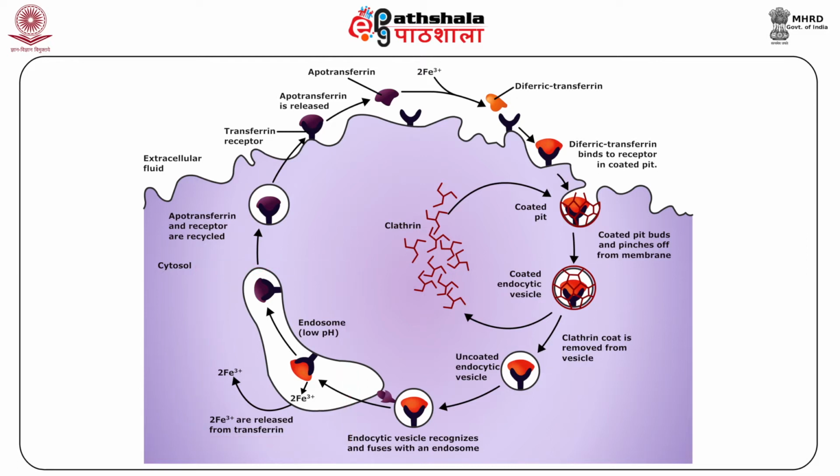Transferrin along with its receptor is then transported through the endocytic cycle back to the cell surface, which becomes ready for another round of iron uptake. So all this has been demonstrated in this diagram.